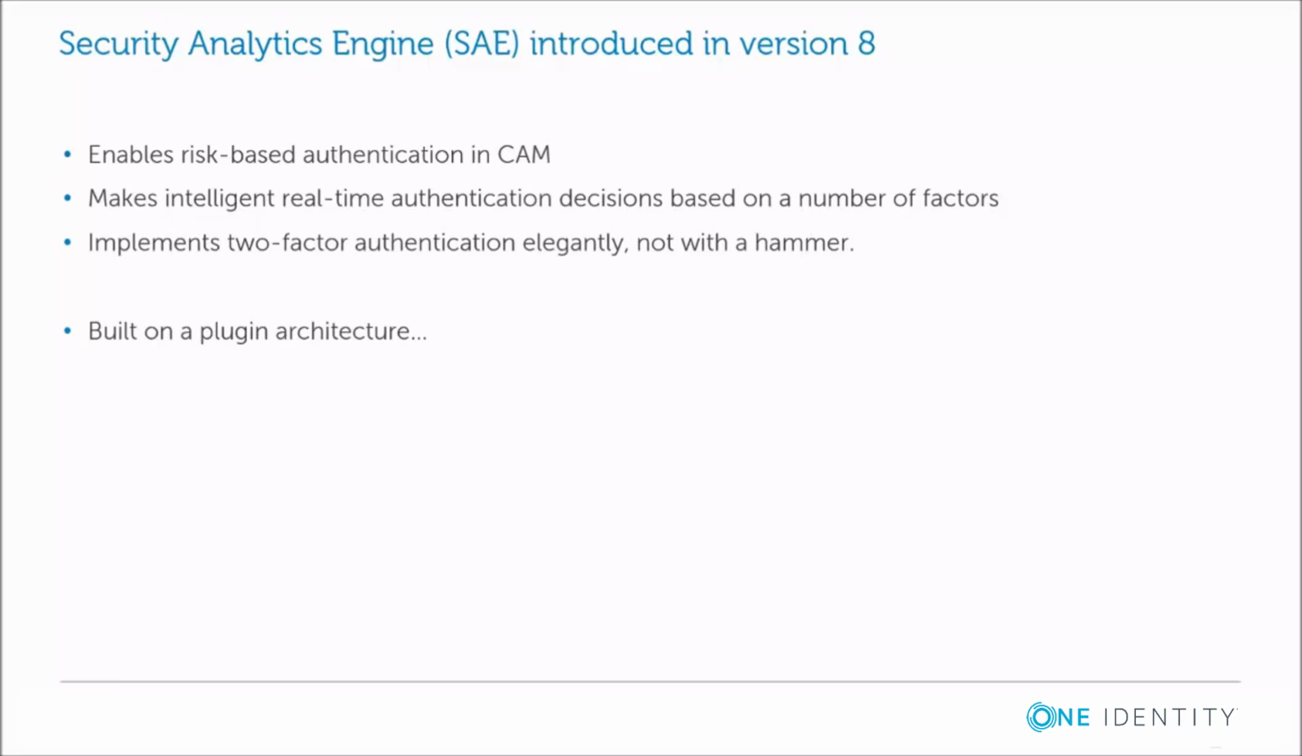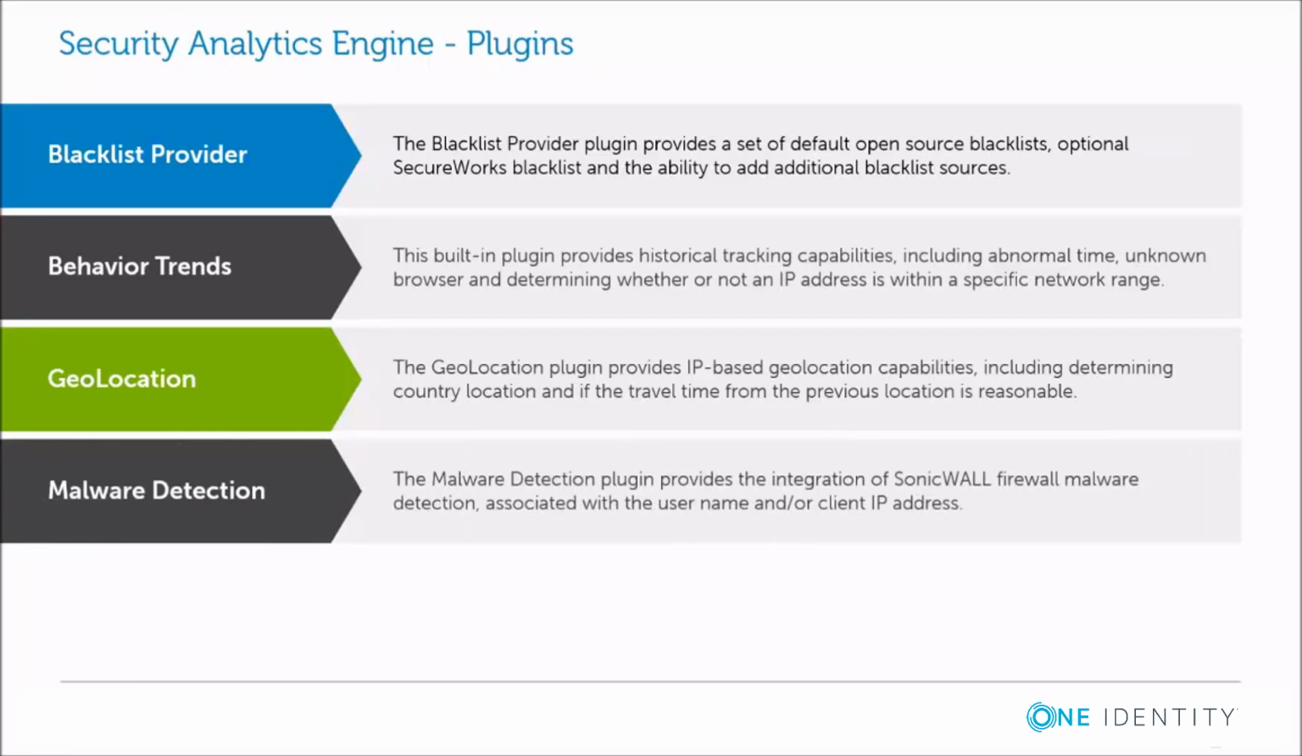It's built on a plugin architecture. Malware detection, and now we're actually getting into the point of this presentation. The malware detection plugin provides the integration of SonicWALL firewall malware detection associated with the username and/or client IP address. That's basically what the description is. It's actually a little bit more powerful than this, but essentially what that means is that SonicWALL is capable of identifying threats on the network in real time.